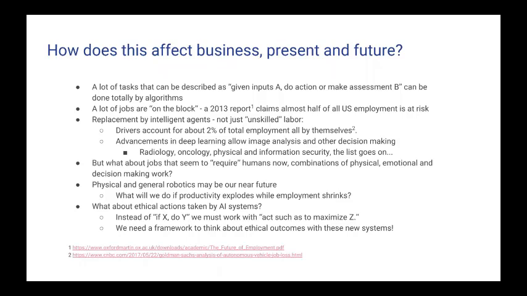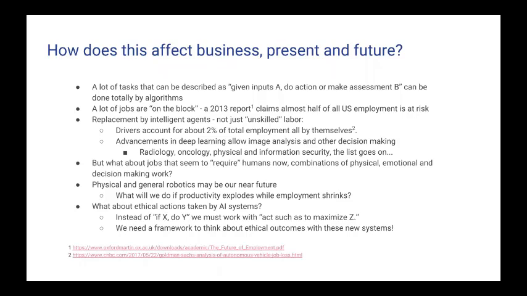But what about ethical actions taken by AI systems? Well, if it's an autonomous system, this is the take-home message. Instead of "if X, then do Y," we just have to program them to maximize thing Z, and possibly things Z1, 2, and 3. And that can lead to emergent behaviors that are really weird. Some of them are great. They play games better than we do, even very, very complex games. And some of them are potentially very difficult.